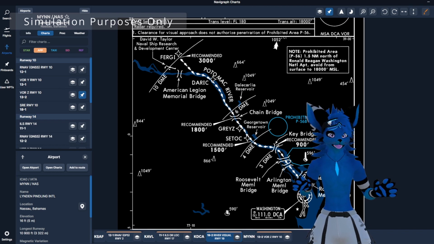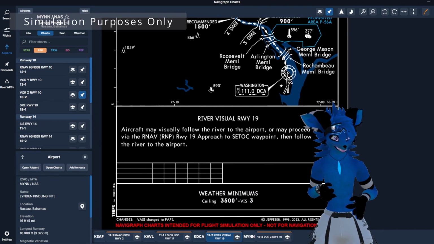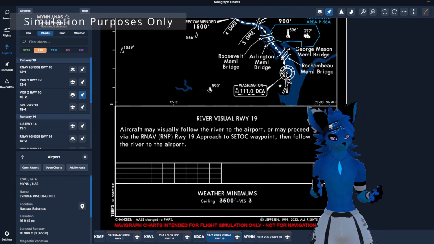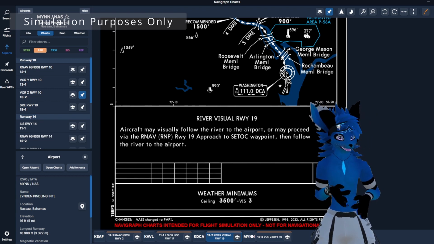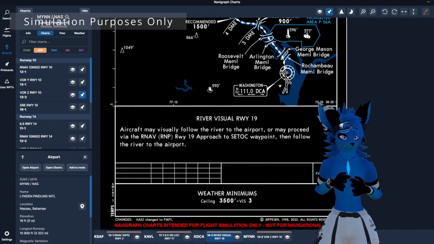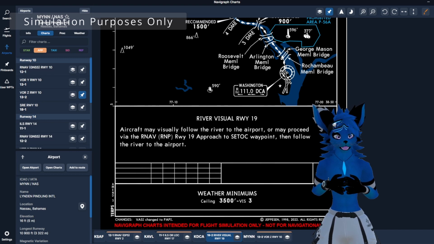One of the most fun visual approaches you will ever fly is this one right here. And what makes it fun is how challenging it is. And then if we scroll all the way down to where we would have our minimums, there are no descent minimums because it's a visual approach. Now, there is a little bit of a guide here. It says aircraft may visually follow the river to the airport or may proceed via the RNAV runway 19 approach to SeaTalk waypoint, then follow the river to the airport.